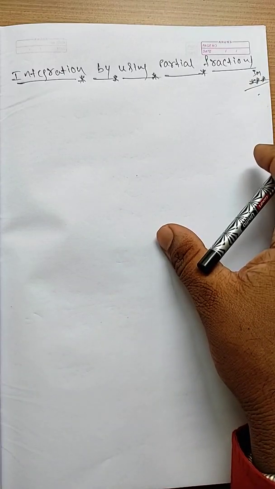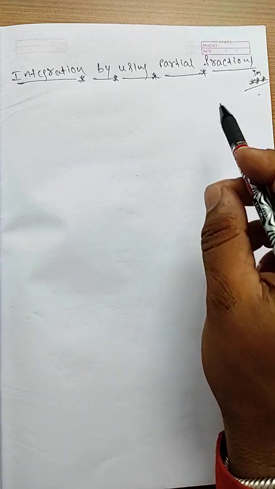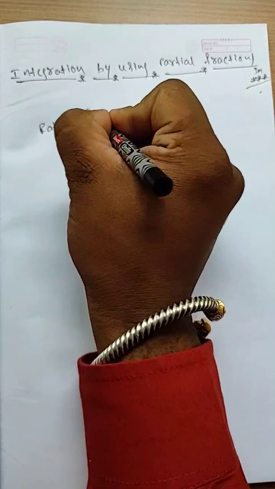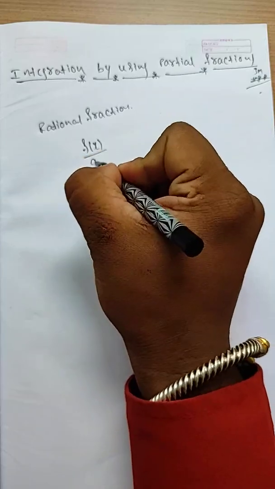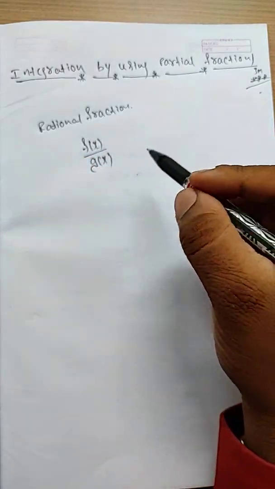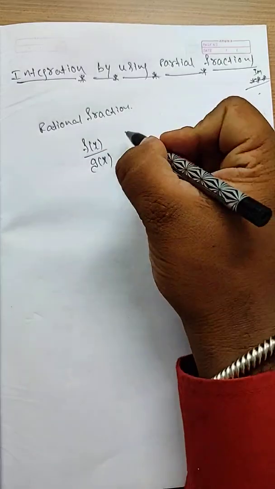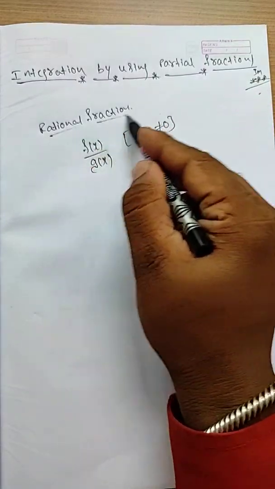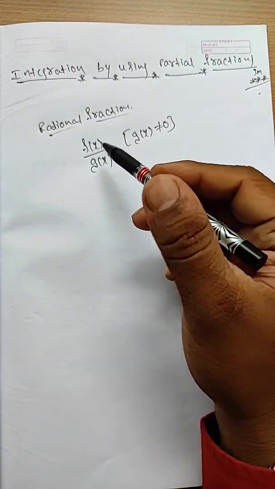Okay? Before going to the partial fraction, first we will discuss the fraction. Is it clear? So what is a fraction? The fraction will start with a rational fraction. A fraction in the form of f of x by g of x, where numerator is one function and denominator is another function, and where the denominator g of x is not equal to 0, we call it a rational fraction. So let f of x and g of x be any polynomials.